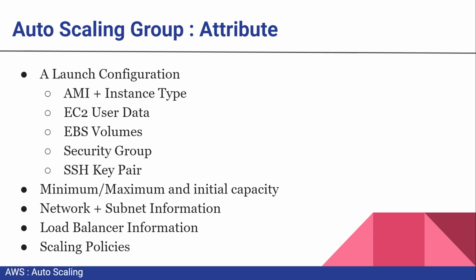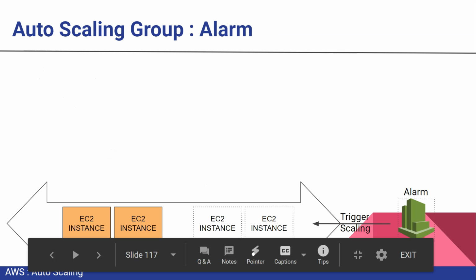We can also define the network and the subnet in which our ASG will be able to create the new instance. And we will define the load balancer information or target group information, based on which load balancer we can use. Finally, we can create the ASG, and we are able to define the scaling policy. What triggers scale out and what triggers scale in, we'll see in the next slide.